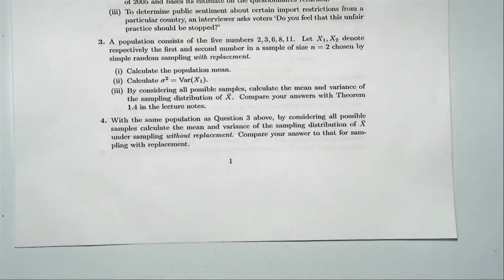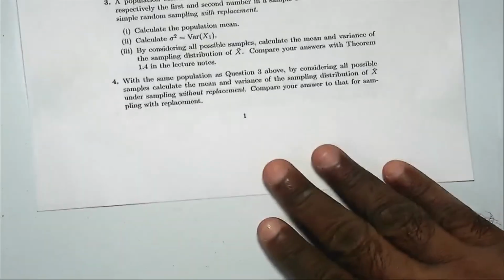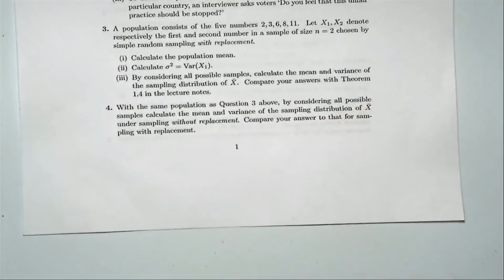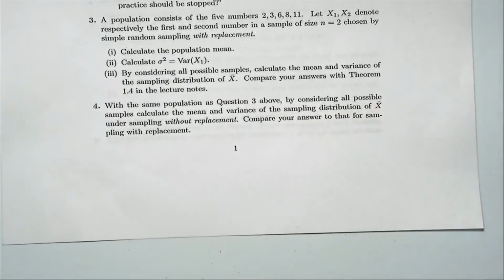So these are the answers to question number 2 of tutorial sheet 2. So let's go to the next question, which is question 3. It's this one. Sorry, it's this one, guys. Hopefully you can see it. All right. Here, a population consists of these numbers 2, 3, 6, 8, and 11. And let x1, x2 denote the first and second numbers in a sample of size 2 chosen with replacement. With replacement. Calculate the population mean. That's part 1. Right, so let's try to do this.